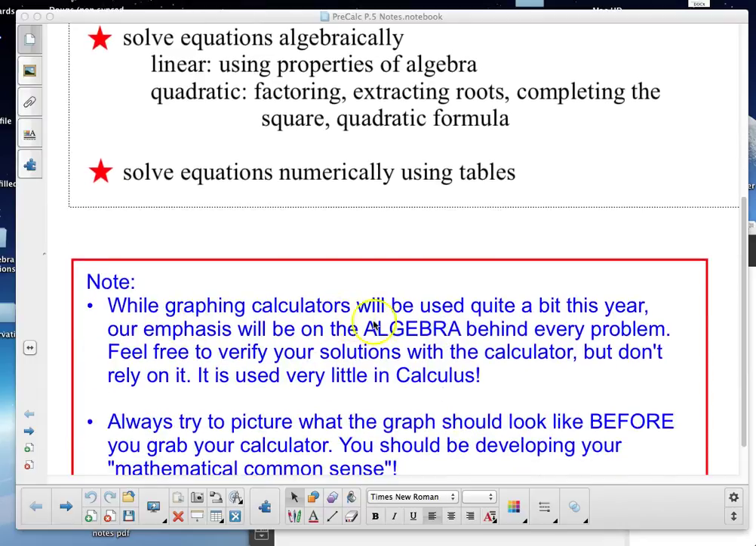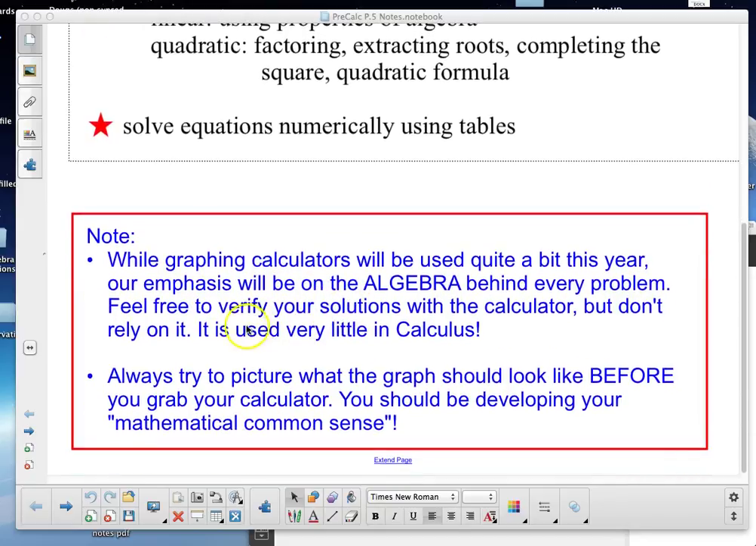Note, while graphing calculators will be used quite a bit this year, our emphasis will be on the algebra behind every problem. Feel free to verify your solutions with the calculator, but don't rely on it. It is used very little in calculus. Always try to picture what the graph should look like before you grab your calculator. You should be developing your mathematical common sense. And as I said yesterday in class, make sure that all the stuff we're doing in class, except for the number crunching and the linear regression, cubic regression, quartic regression stuff, you can do without a calculator.